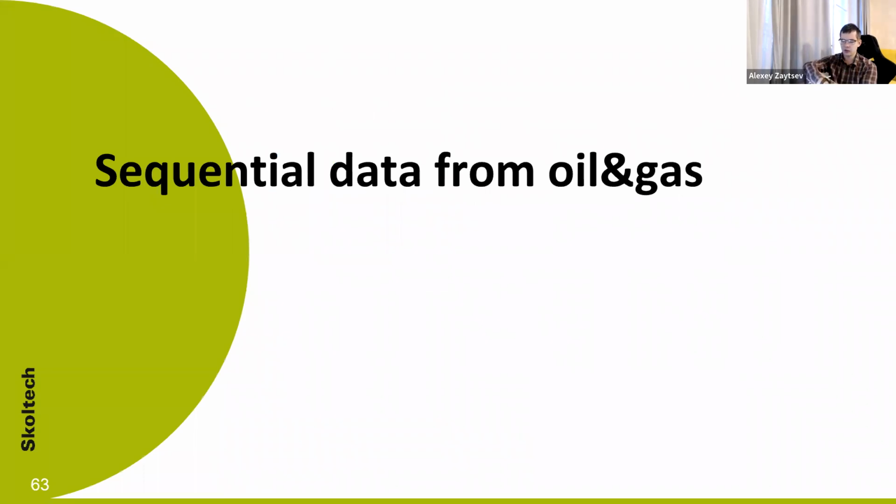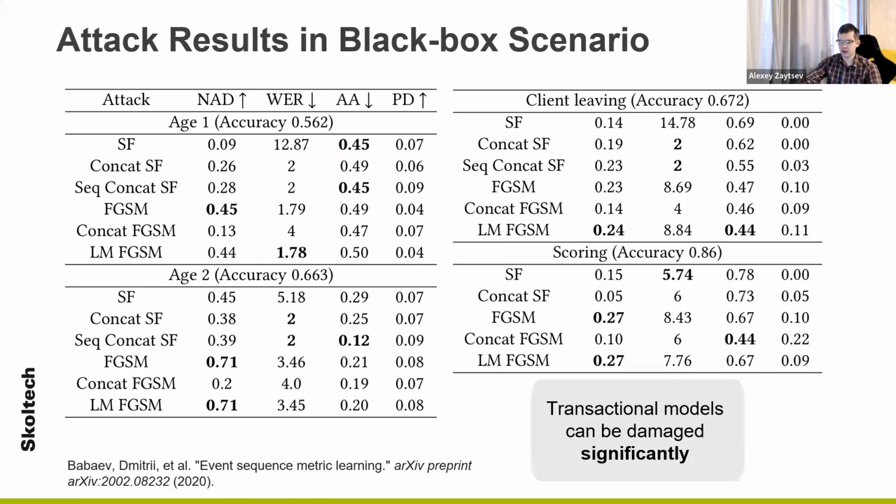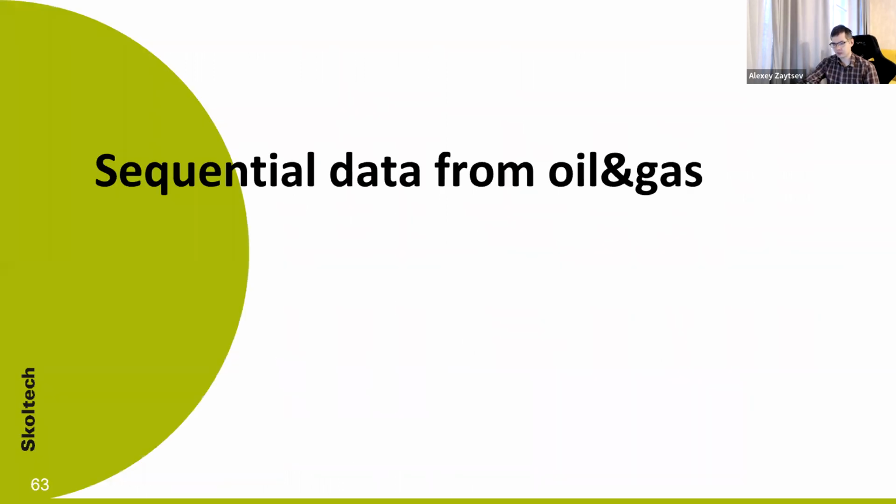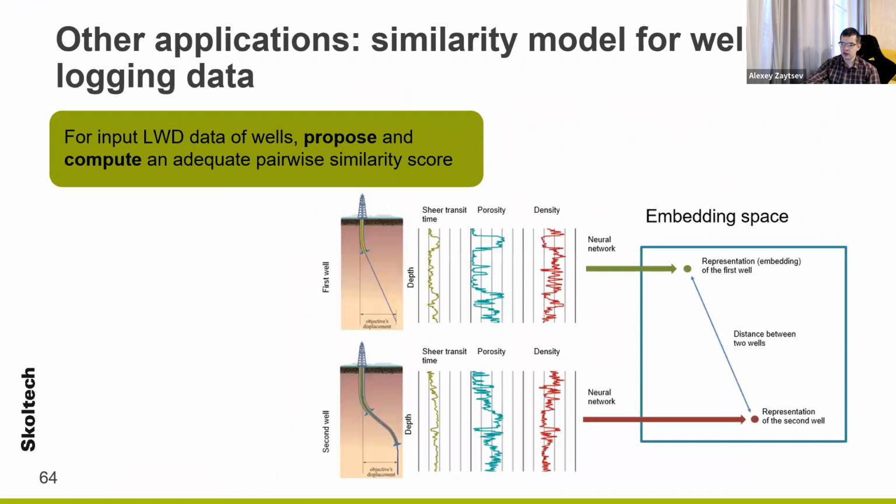Okay, but we can say that this adversarial text exists also in this scenario for the simpler data. And we still can break a model, and so be it. But I also wanted to show you how we can apply similar techniques for oil and gas data.